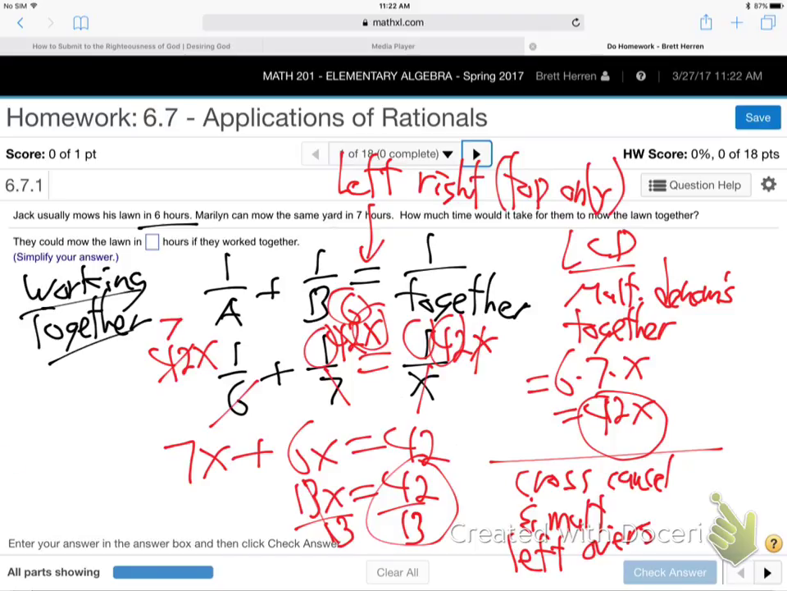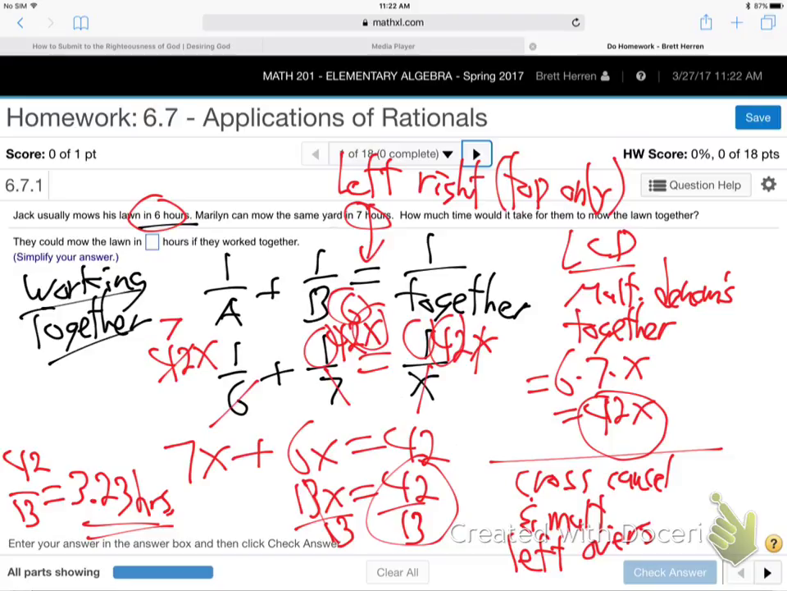I'd like you to see the decimal. What is 42 divided by 13? It's 3 point something, right? 39. What is it? 3.23? Yeah, and that's hours. And it makes sense, huh? That's a little over 3 hours, because one person could do it in 6 hours, one in 7. So if they work together, it makes sense it'd be around 3 or 4 hours for them to work together, right? That's a reasonable answer, is what I'm saying.